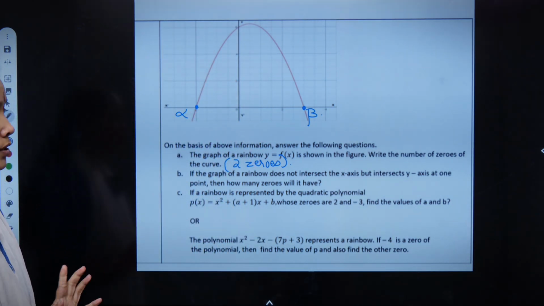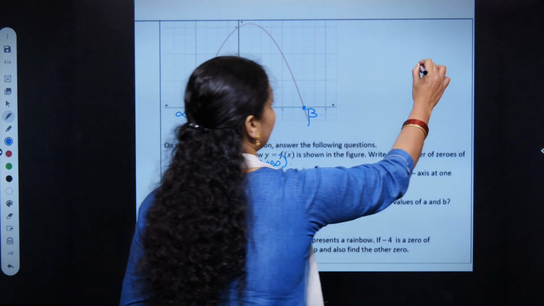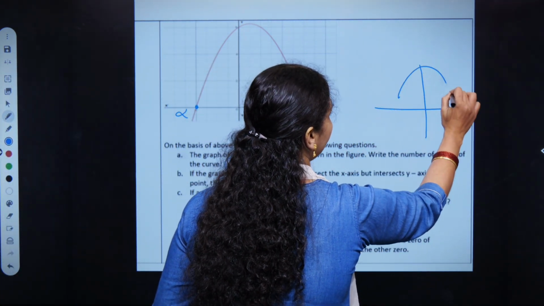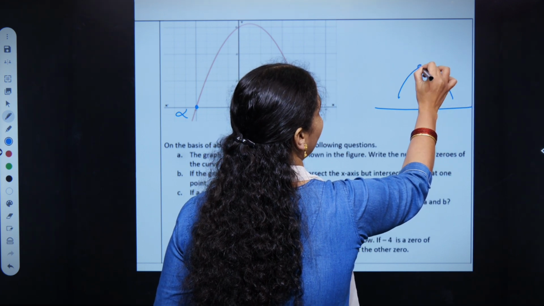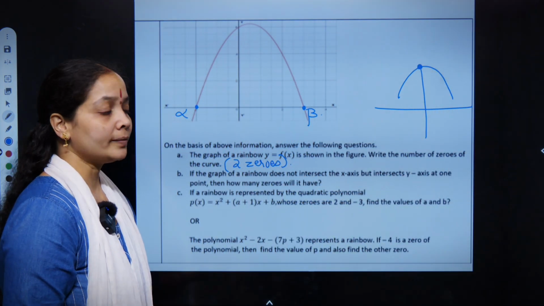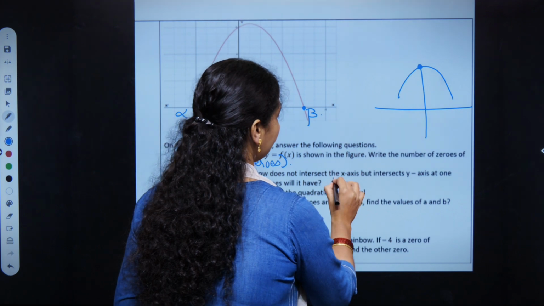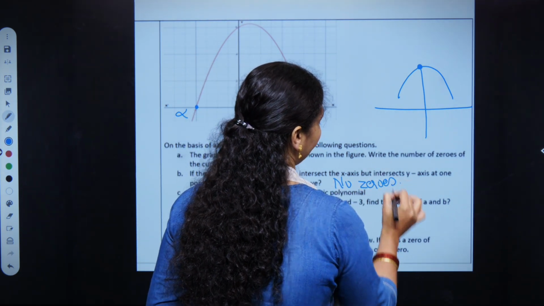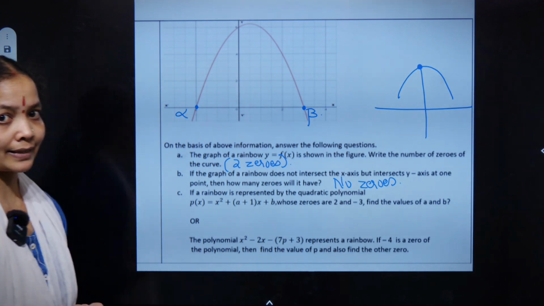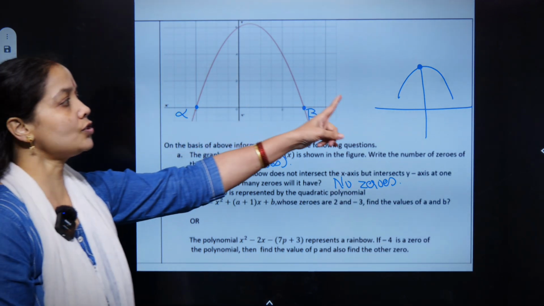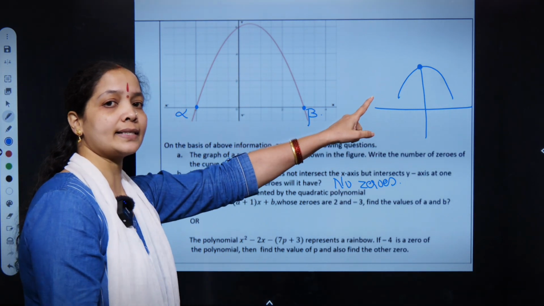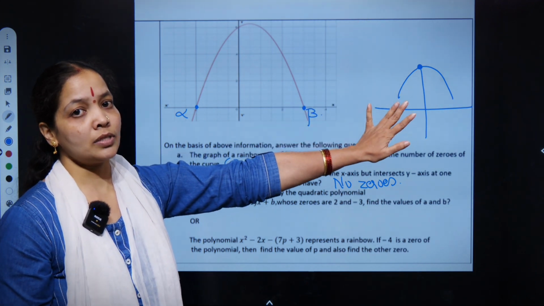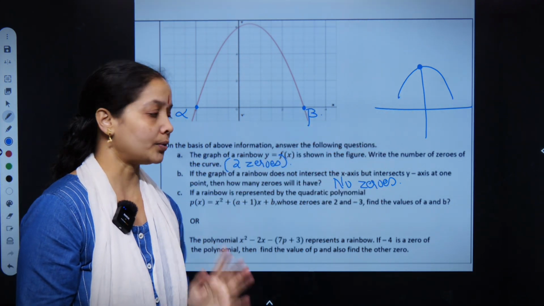Second question, if the graph of a rainbow does not intersect the x-axis but intersects the y-axis at one point, what does that mean? I have a graph like this. It is not intersecting the x-axis but it is intersecting the y-axis at one point. Does it have any zero? Obviously not. It has no zeros because zeros are only counted when the graph touches the x-axis. In this situation, the graph is not touching the x-axis, hence this graph will not have any zeros. We'll conclude the answer as no zeros.